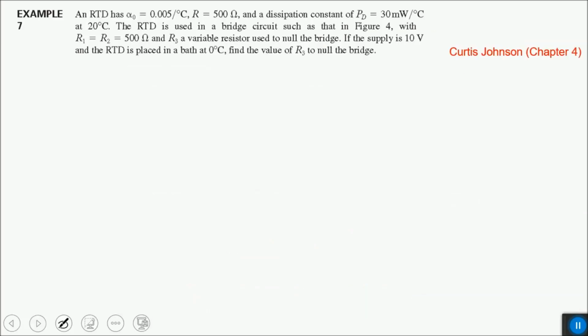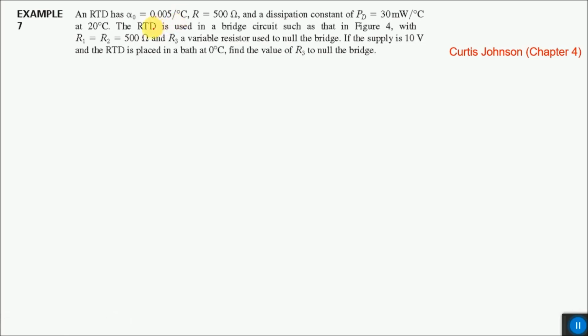So let's see what is the effect of self-heating through an example. An RTD has an alpha of 0.005 per degree centigrade, a resistance of 500 ohms, and a dissipation constant of PD equal to 30 milliwatt per degree centigrade at 20 degrees centigrade.